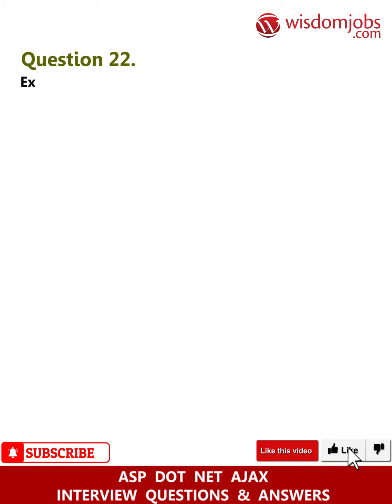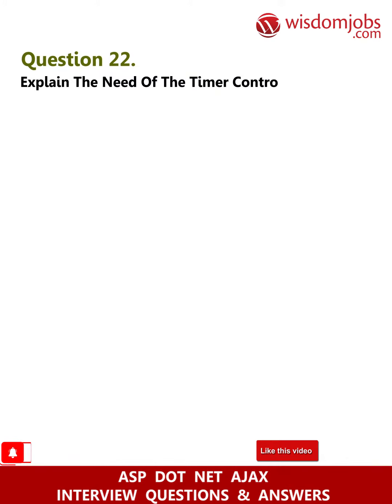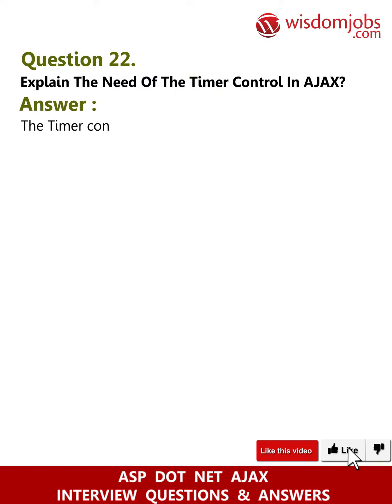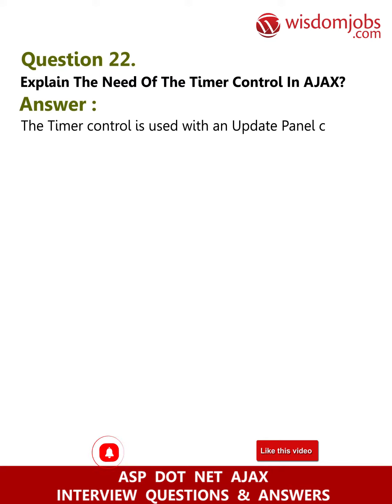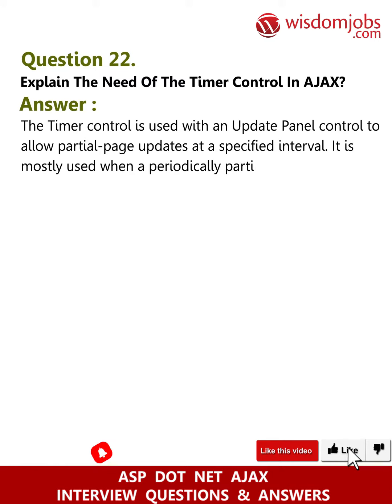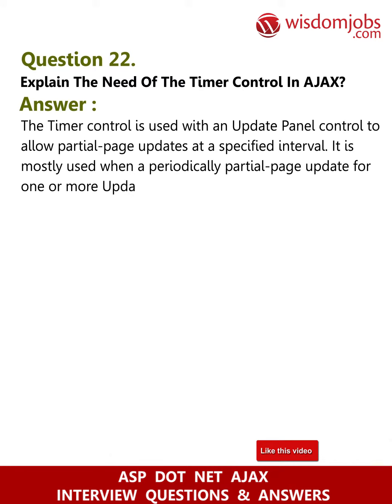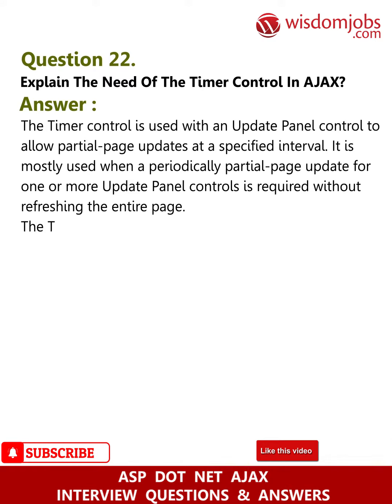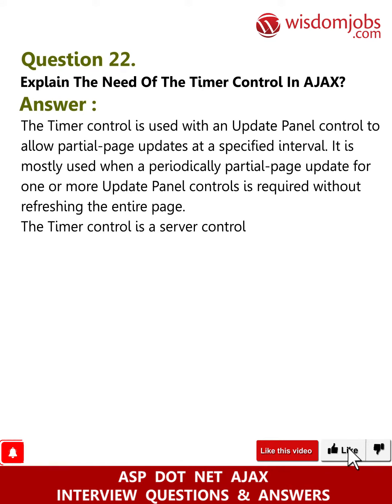Question 22. Explain the need of the timer control in Ajax. Answer. The timer control is used with an update panel control to allow partial page updates at a specified interval. It is mostly used when a periodically partial page update for one or more update panel controls is required without refreshing the entire page. The timer control is a server control that sets a JavaScript component in the web page.